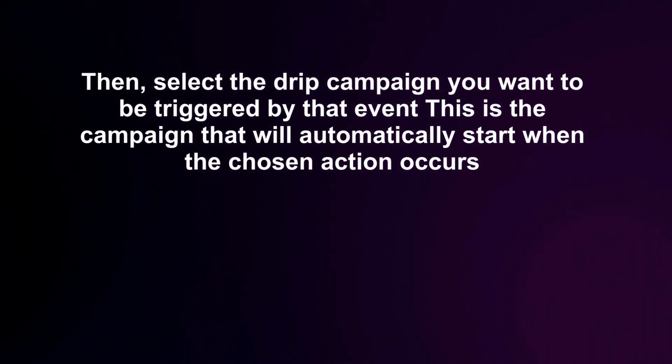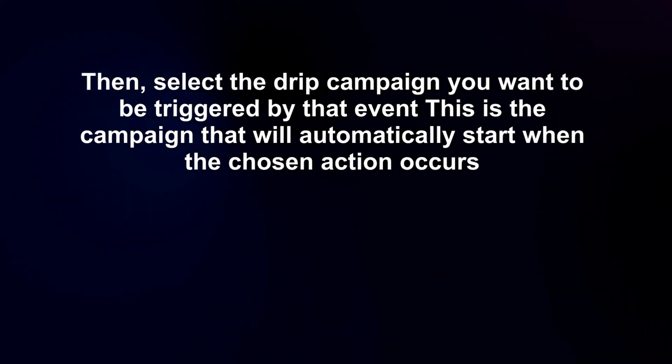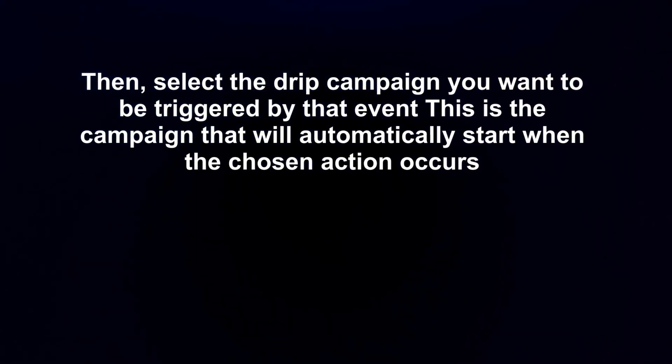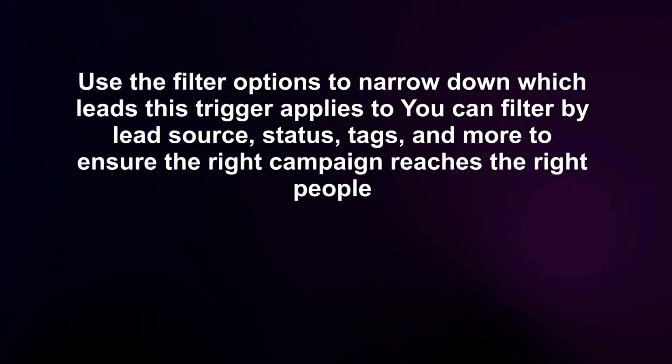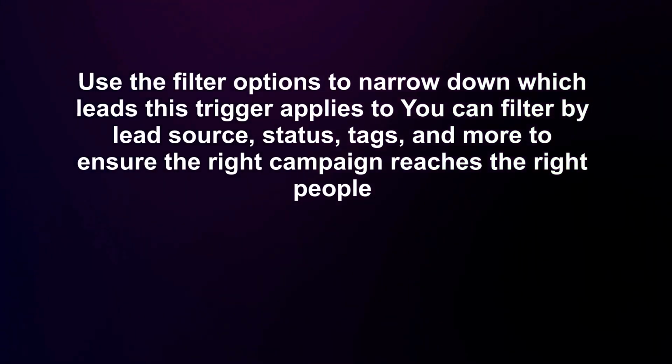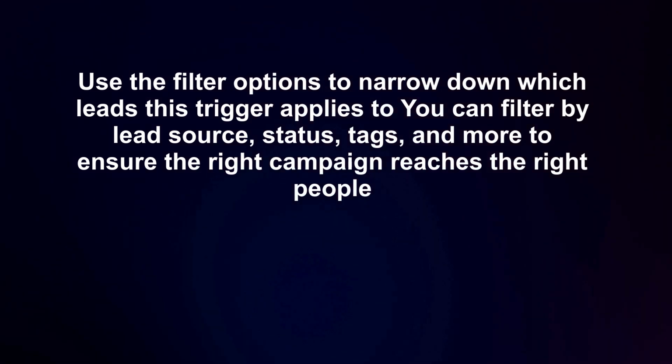Then, select the drip campaign you want to be triggered by that event. This is the campaign that will automatically start when the chosen action occurs. Use the filter options to narrow down which leads this trigger applies to. You can filter by lead source, status, tags, and more to ensure the right campaign reaches the right people.